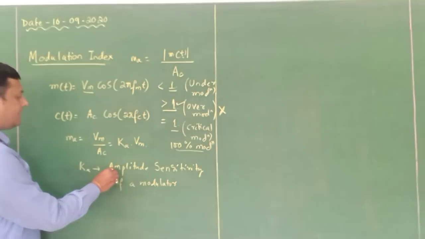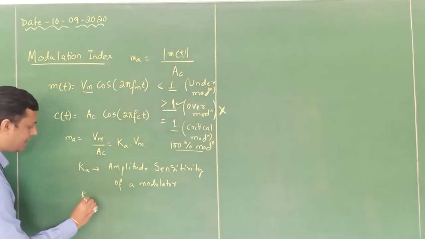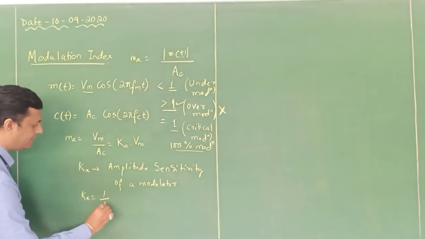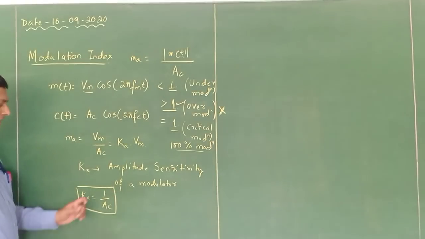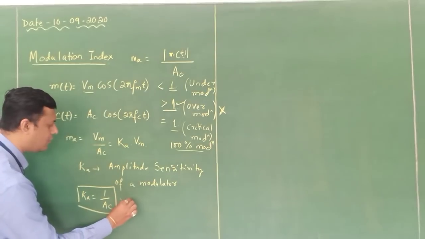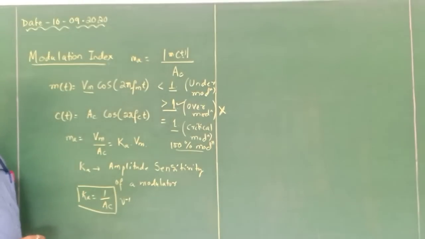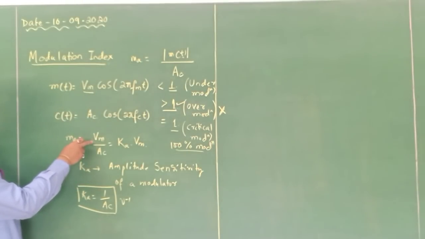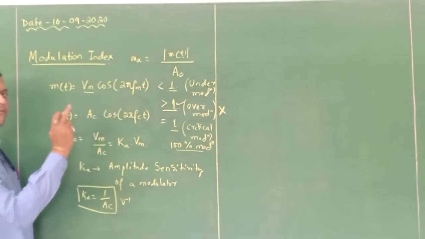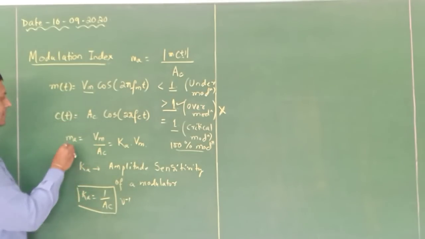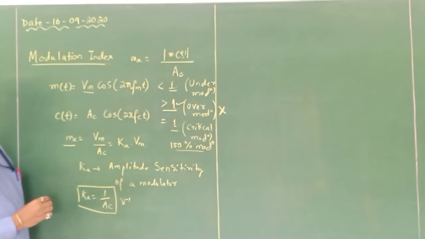So this k suffix a is equal to 1 by AC. Okay, 1 by AC means the unit is volt inverse. Now the potential of this modulating signal is also represented in volt. So volt into volt inverse, if I multiply, I will get a constant factor. So that is called modulation index.